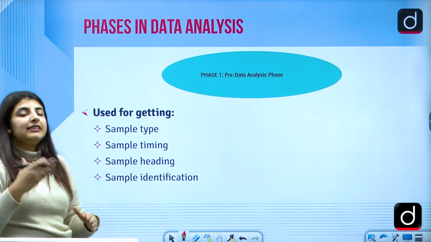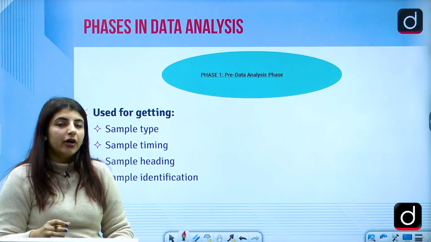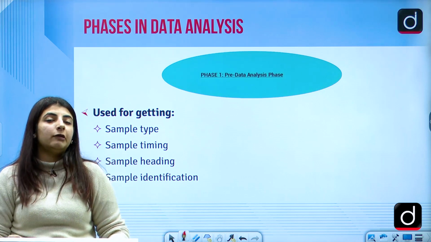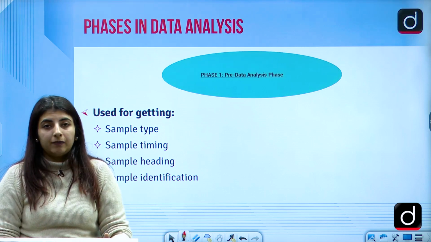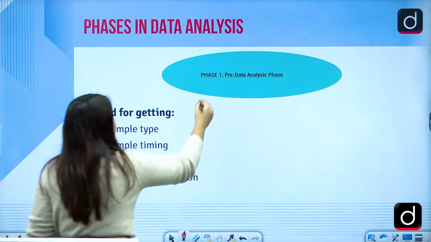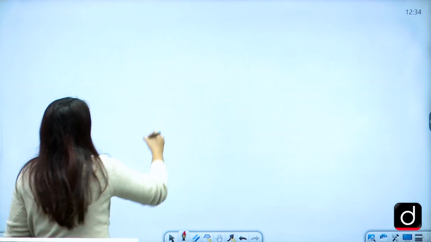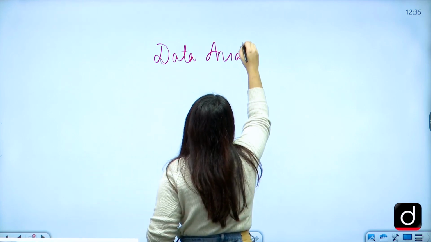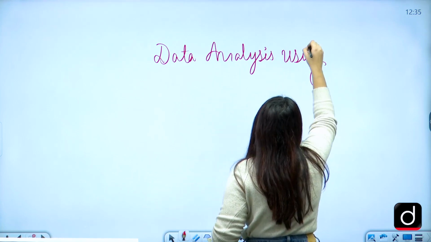Then we have phases in data analysis. Now moving forward with the research schemes, I hope you all have jotted down the important schemes of research, right? Now we should know, if we are talking about the application of ICT in research, how ICT is used. So there are 3 stages in which ICT is used. Number 1 stage is pre-data analysis, right? Let me just write it for you here. Data analysis using ICT.